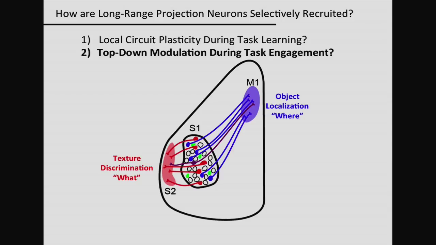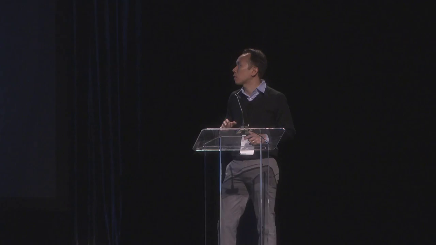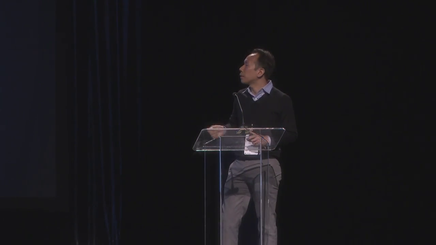To finish up in the last portion of my talk, what this suggests is that there are certain elements that we see that are related to task learning, but there are certain elements that don't persist beyond the task engagement, which suggests that some of the things that we are seeing are in fact due to potentially top-down modulation. Next slide.